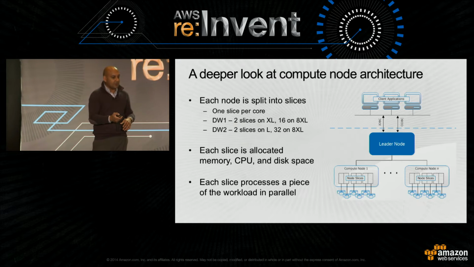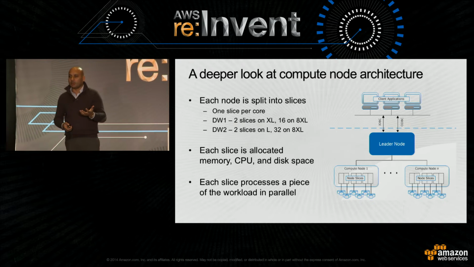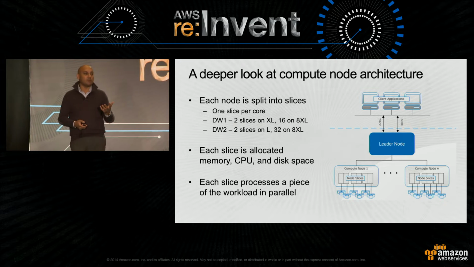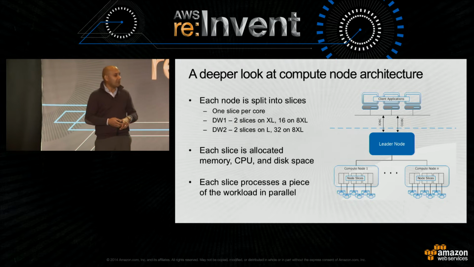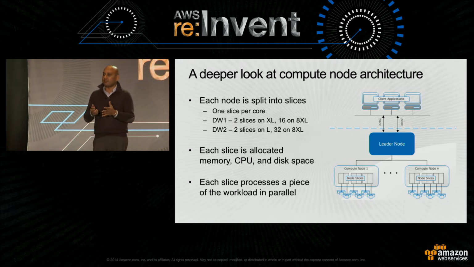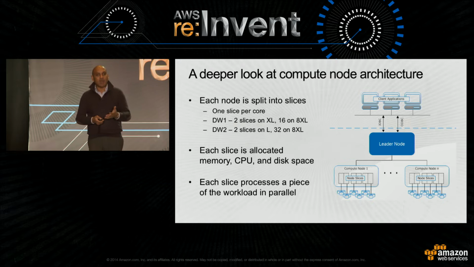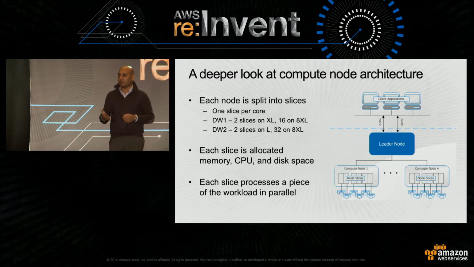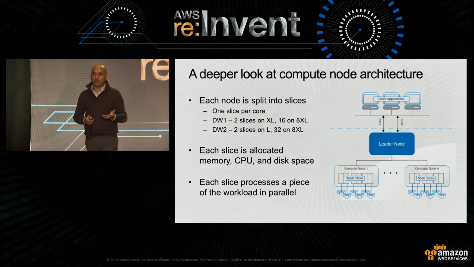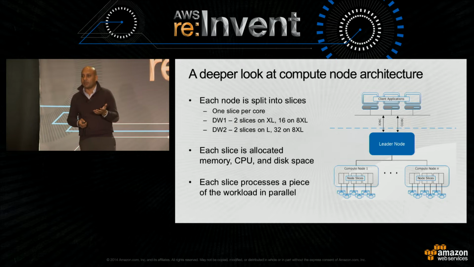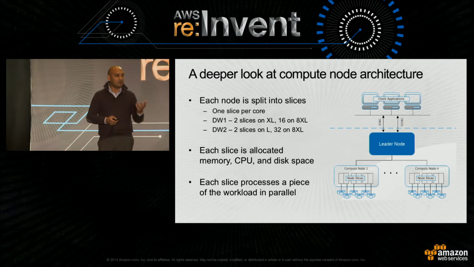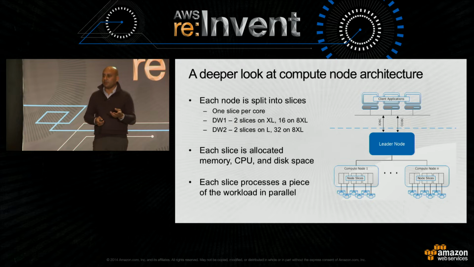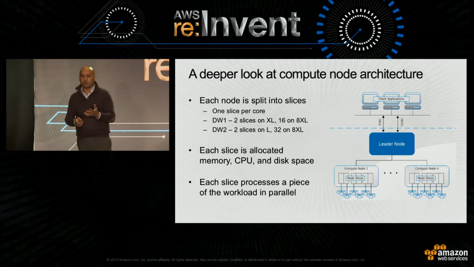And so let's dive a little bit deeper into the architecture and look at what's actually happening on the compute nodes. So on the compute nodes, you've got multiple slices per node. Now, a slice maps to a core. So on the DW1, the XL platform has 2 cores. There's 2 slices on it. The 8XL instance has 16 cores, 16 slices. Similarly, on the DW2, there's 2 slices on the large and 32 slices on the 8 extra large.